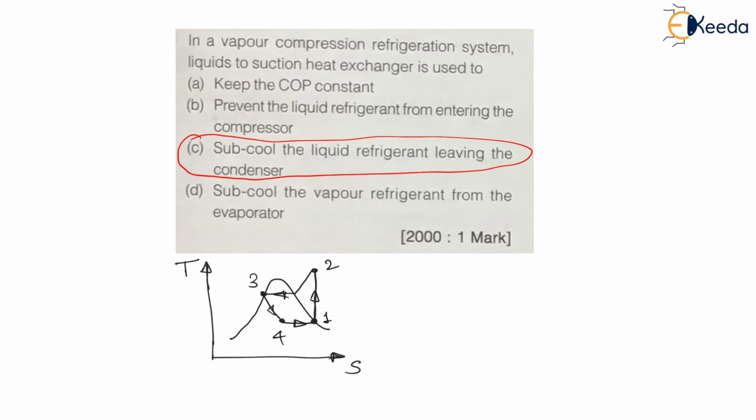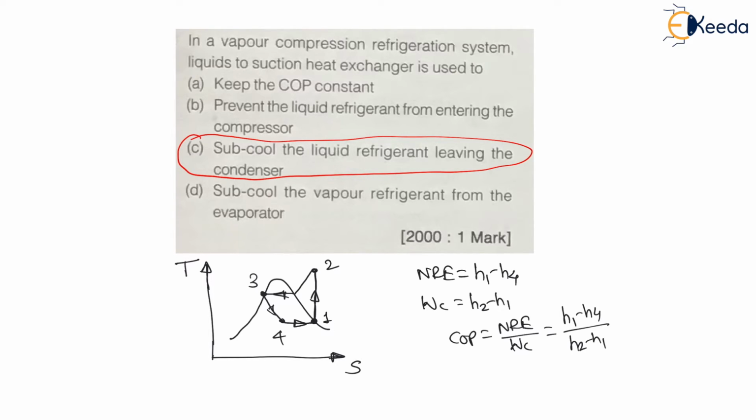And my dear students, here the net refrigerating effect is nothing but H1 minus H4, that is the load of the evaporator, and the work of the compressor is nothing but H2 minus H1, because 1 to 2 is the compression process. And the COP, coefficient of performance, is nothing but net refrigerating effect divided by work of compressor, which we can say is H1 minus H4 divided by H2 minus H1.